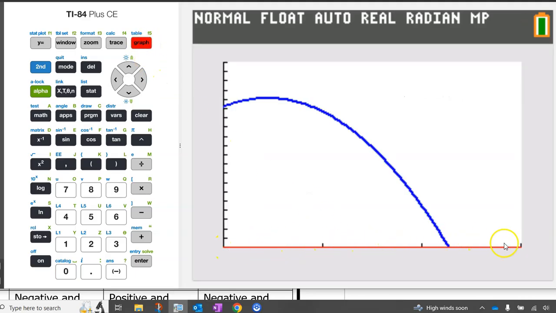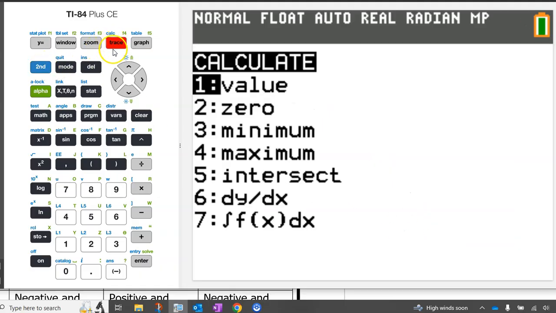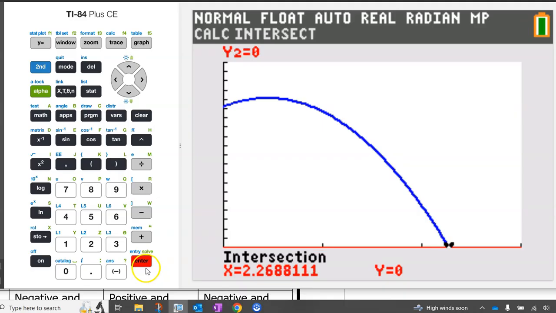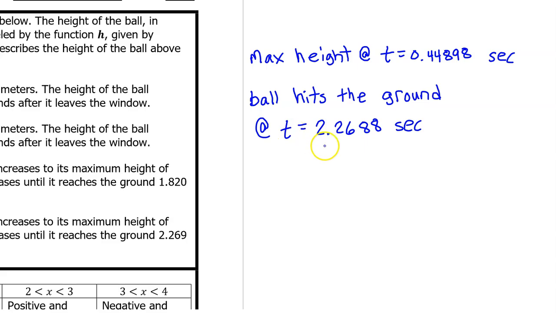So this red line is the x-axis. Now the x-intercept will just be the intersection between the curve and this red x-axis. So we can hit second trace, intersect, option 5, and just move your pointer close to that point of intersection and hit enter 3 times. Enter, enter, enter. So the ball will hit the ground at 2.2688 seconds. We just found the time when the ball hits the ground.